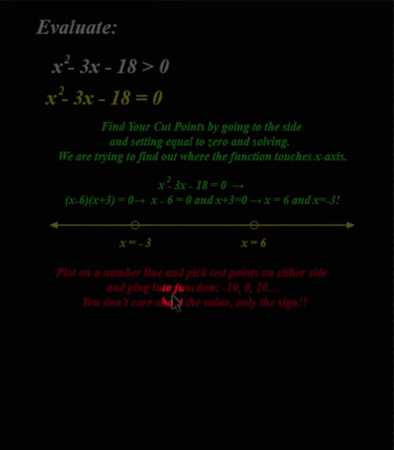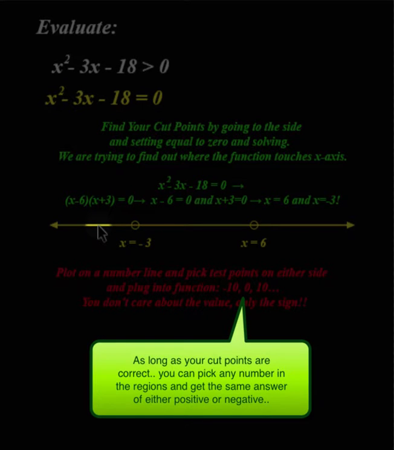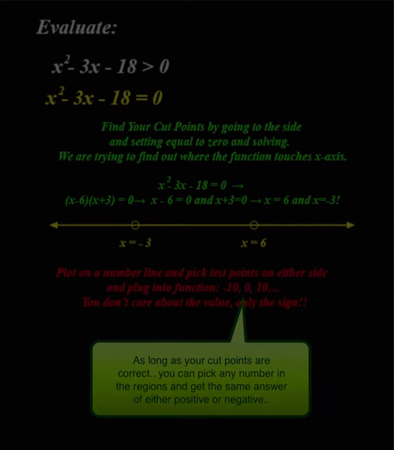So now we're going to have to pick a test point. Anything to the left of negative 3, I'm choosing negative 10. Something in between these two values, 0 is pretty easy to plug in. And then something to the right of 6, 10. And then we're going to plug those test points into your original function. And when we do so, you will see that you get the following pattern on your number line.